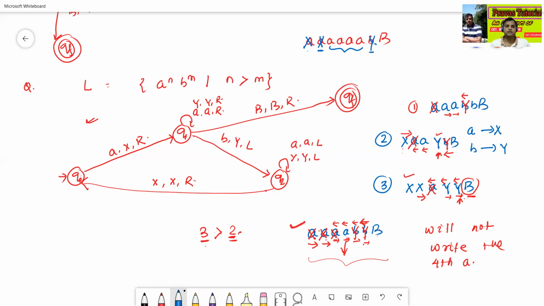Okay. So in the next class, we'll construct the Turing machine for different kinds of languages.